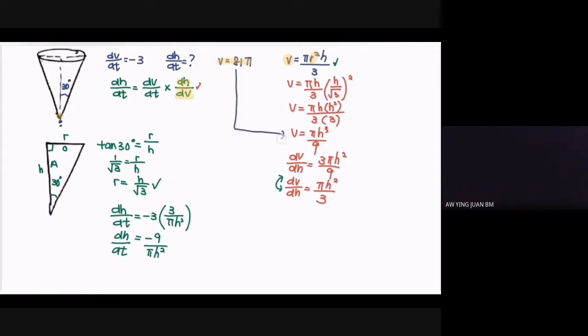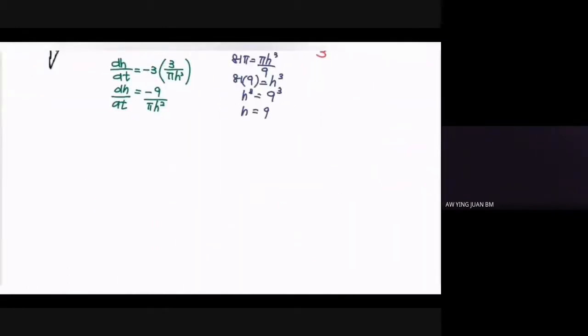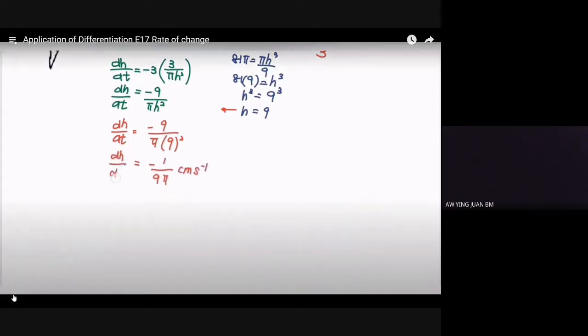Substitute into this part. So we will have 81 pi equals to pi H cube over 9. Simplify the situation. So we will have 81 multiplied with 9 equals to H cube. So H cube will be equals to 9 to the power of 3. So H will be equals to 9. So now we have the value of H and we have to substitute the situation into dH/dt. So we have negative 9 over pi bracket 9 squared. Simplify the situation and we will have negative 1 over 9 pi cm per minute for dH/dt.